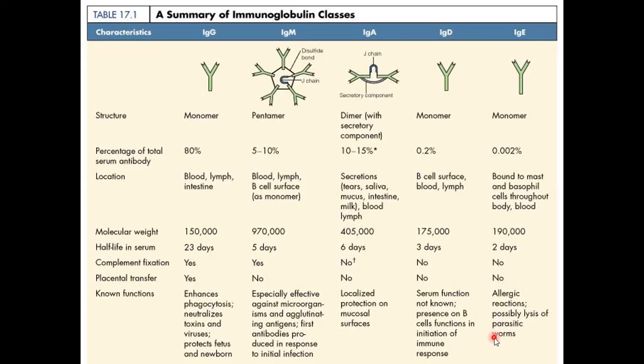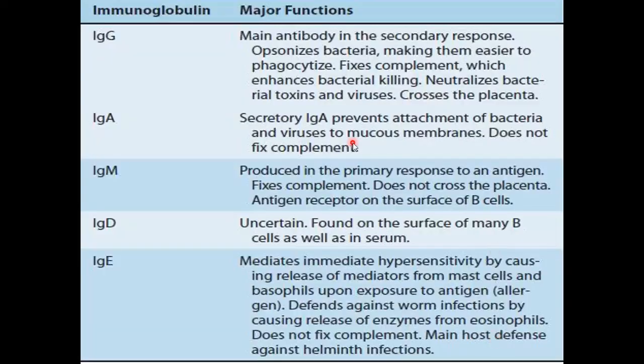Students, this table is very important from your examination point of view. You must memorize this. So these are the subclasses of the antibodies: IgG, IgA, IgM, and IgD and E, and these are their main functions. Kindly go through this table.